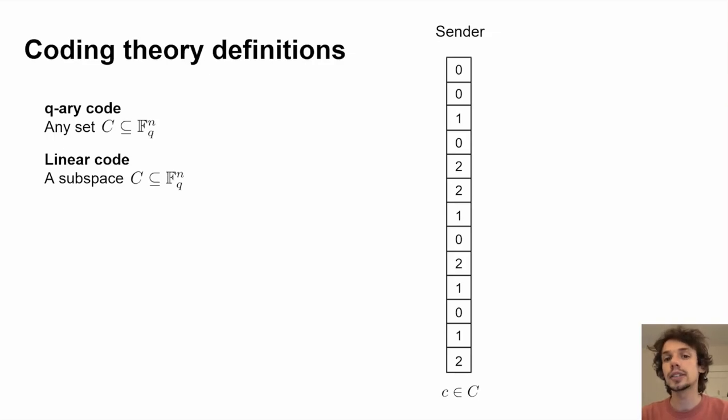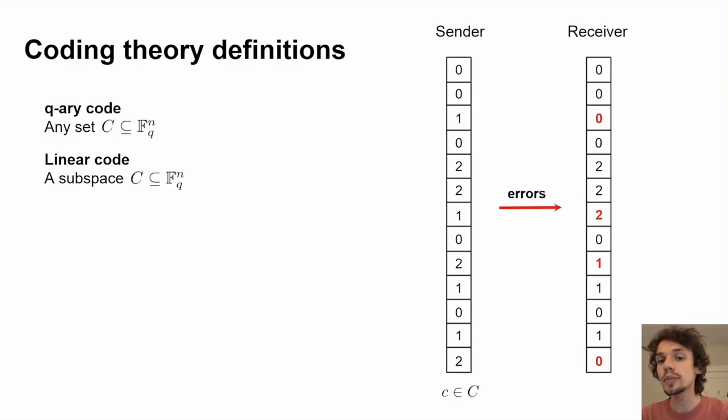And the idea is that when the sender picks one of these messages, little c, which we'll call a codeword, and sends it to the receiver, along the way there are going to be some errors. And so the receiver will see a corrupted version of the sent message, and the goal is for the receiver to still be able to figure out what that sent message was, despite the presence of these added errors.